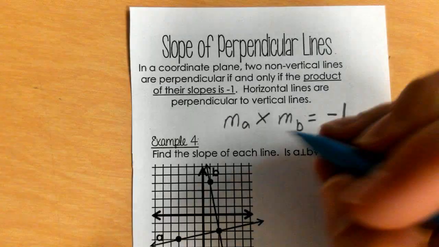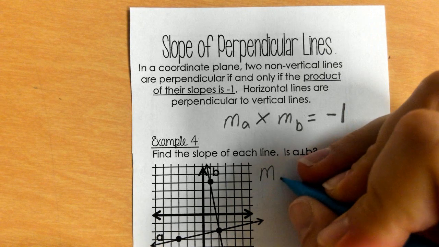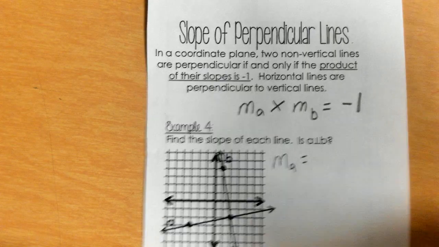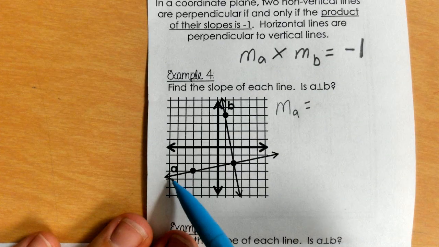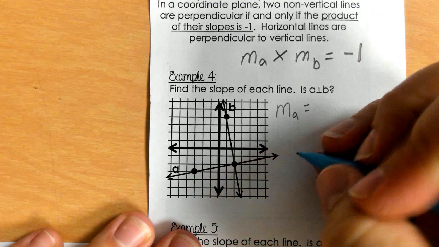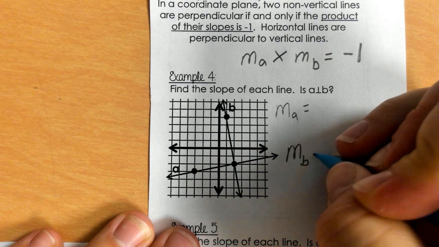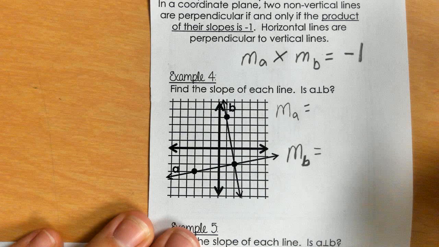Find the slope of each line. So let's find the slope of line A. Go ahead and pause it and find the slope of line A and find the slope of line B. Go.